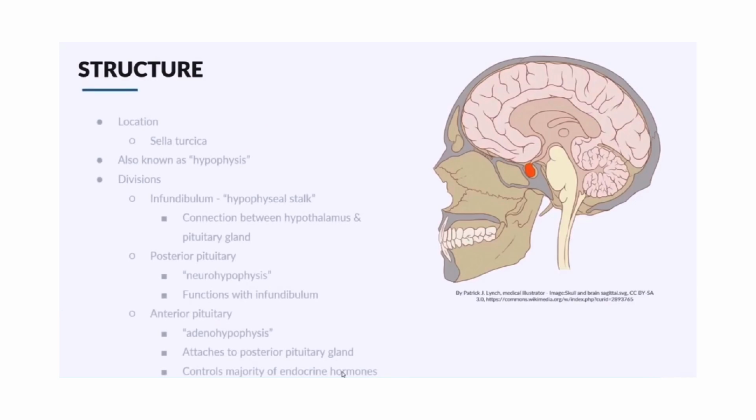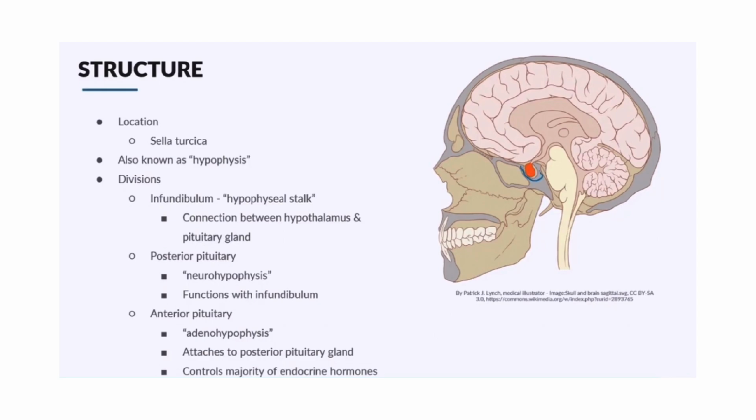Pituitary gland. The pituitary gland is a small gland located in the cranium, and it sits in this groove, this fossa known as the sella turcica, and it's also known as the hypophysis. Now, it's made up of three different divisions. One's the infundibulum, then there's the posterior pituitary gland, and then the anterior pituitary gland.